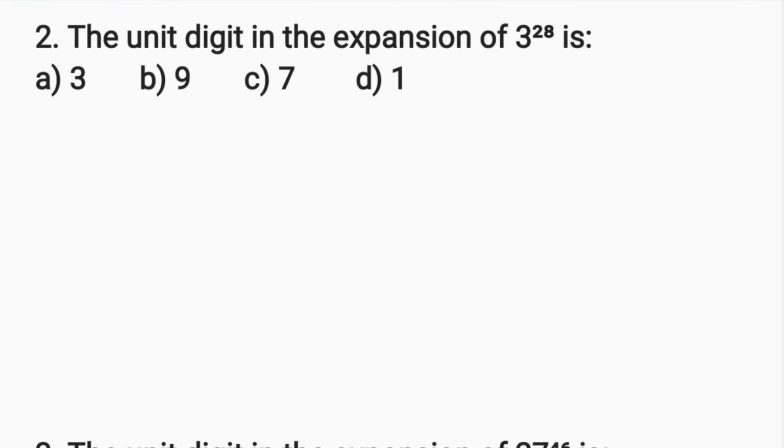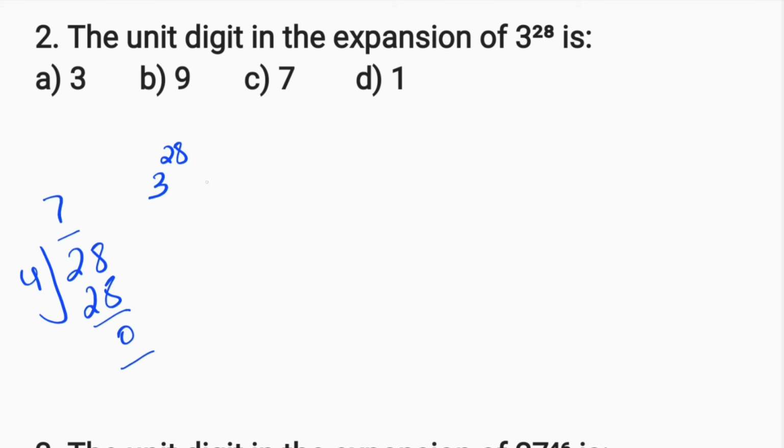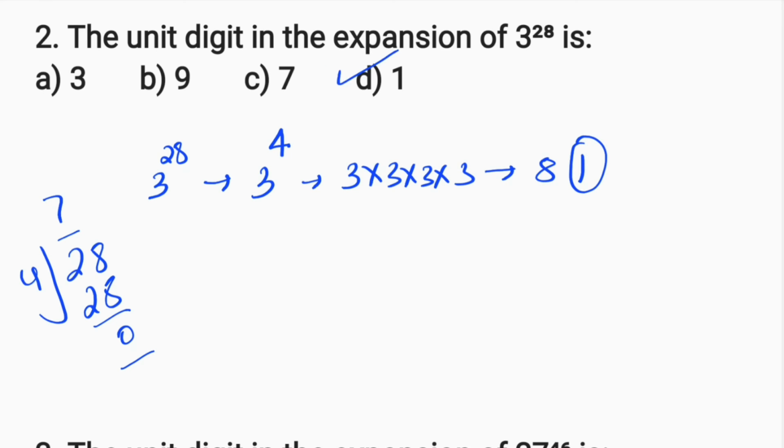Question number 2. The unit digit in the expansion of 3 raised to the power 28. Again you need to divide the power by 4. If you divide this power by 4, what do you get? 4 7s are 28 and remainder is 0. But when remainder is 0, what should you write? You should write 4. What is 3 raised to the power 4? It is 3 multiplied by 3 multiplied by 3 multiplied by 3, and it is 81, and the answer is 1. Option D is correct.